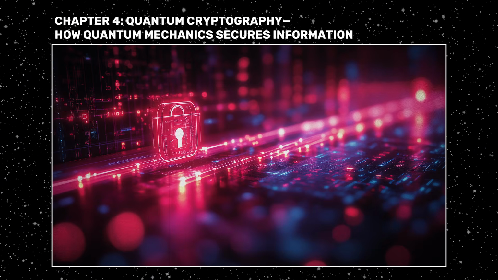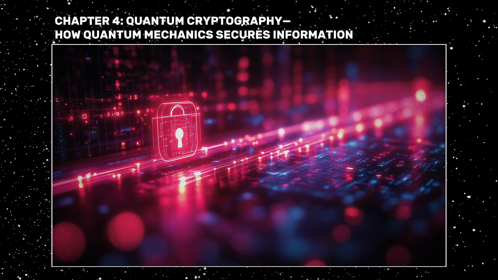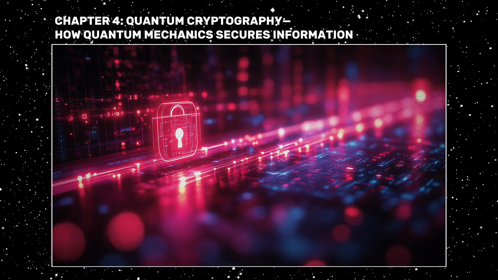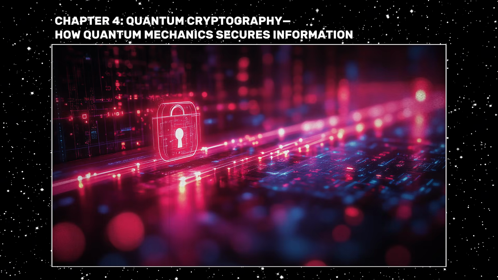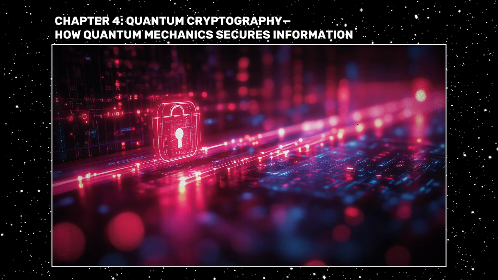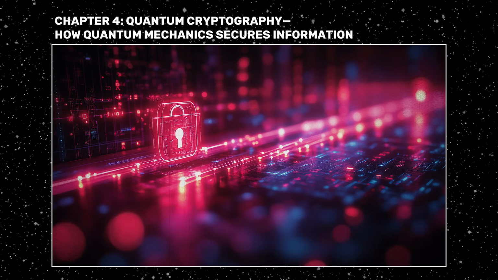This chapter explores the origins, fundamental principles, practical implementations, theoretical proofs, and future prospects of quantum cryptography, providing a thorough account of how quantum mechanics can guarantee the confidentiality and integrity of information against both present and future threats.